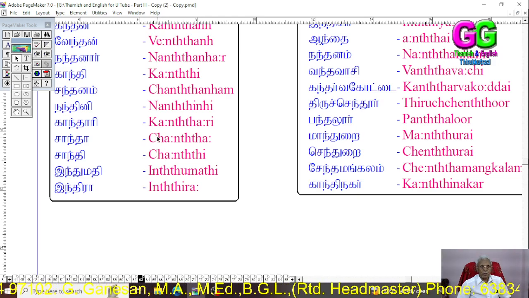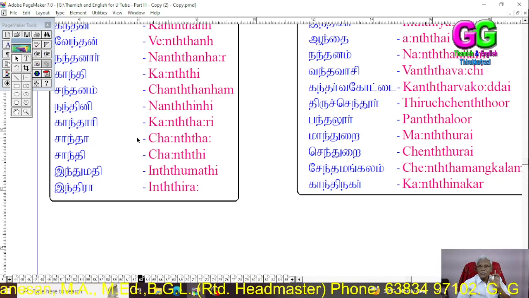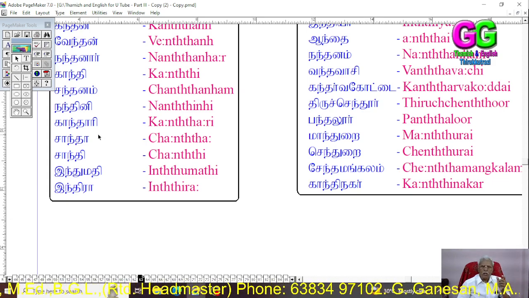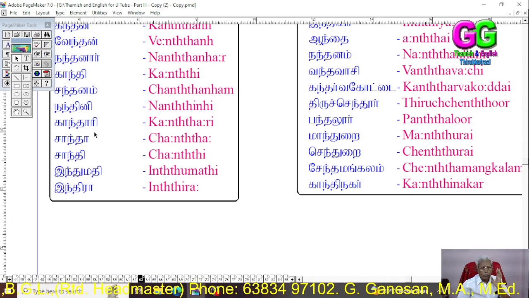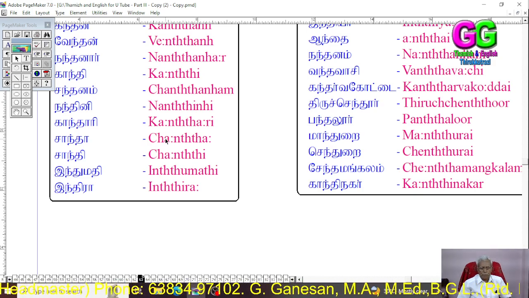Here, for Chanda and Chandi, we are using the letter S. That phoneme is not available in English. So if we want to introduce the Tamil names, we should use CH for it and its family. Chanda, Chandi.